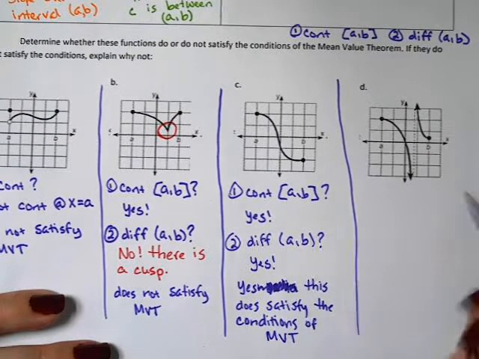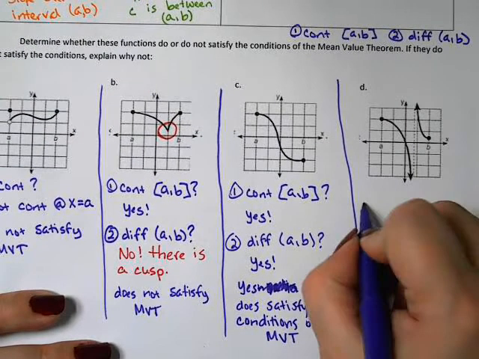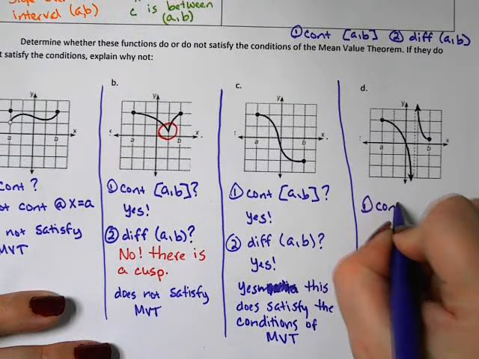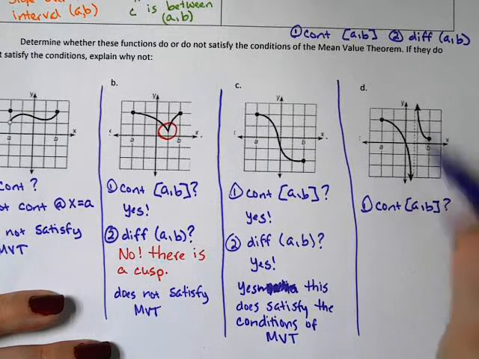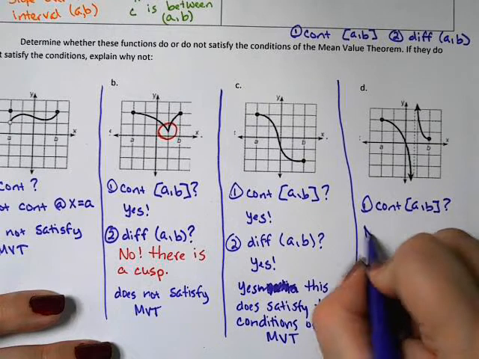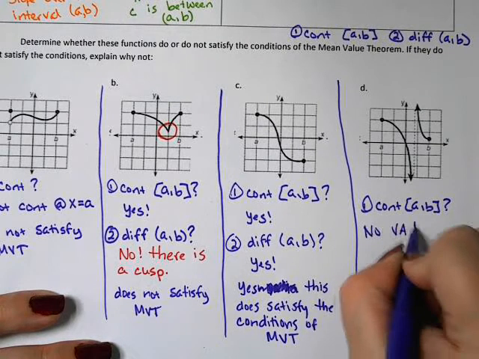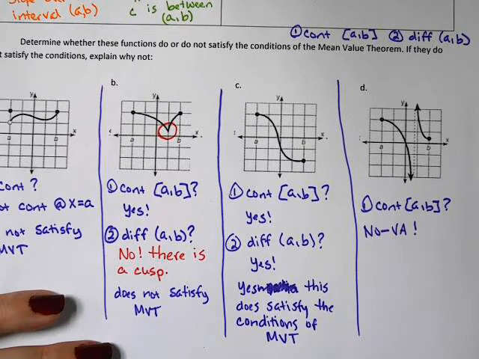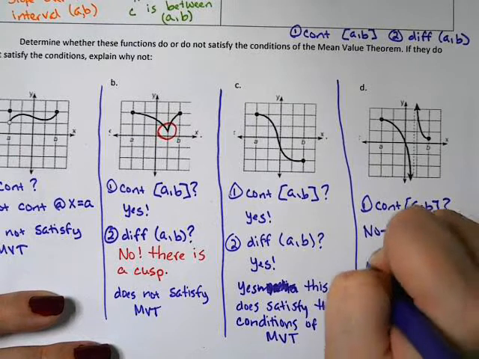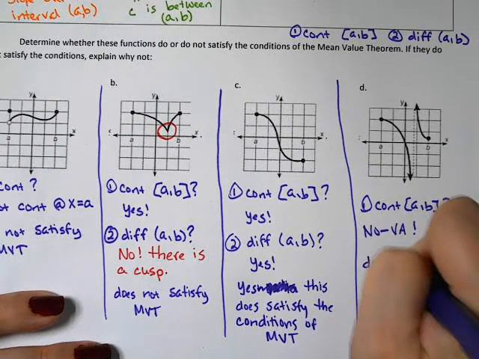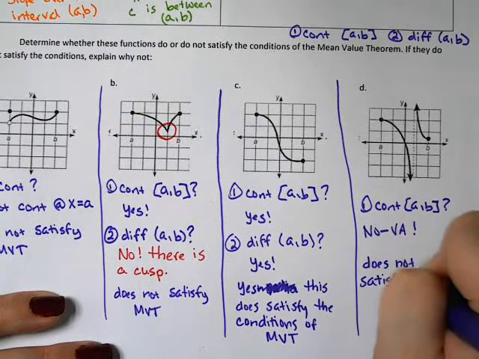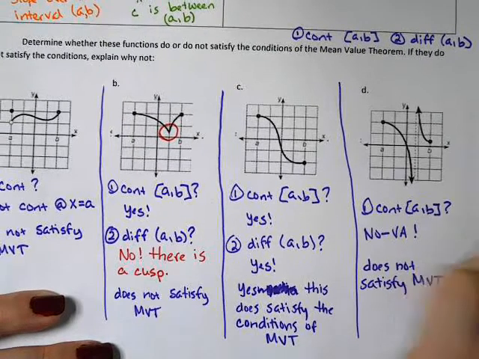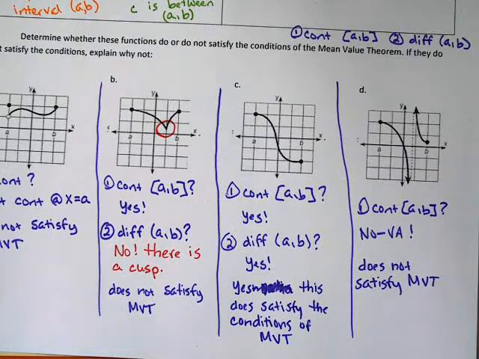All right, so let's look at this last graph so we can move on and actually do some examples here. So if we look, we need to know, is it continuous on the closed interval from A to B? And we can see clearly there's a vertical asymptote there. And so it is not continuous on this interval, which means it does not satisfy the mean value theorem. All right, let's look at some real examples now.